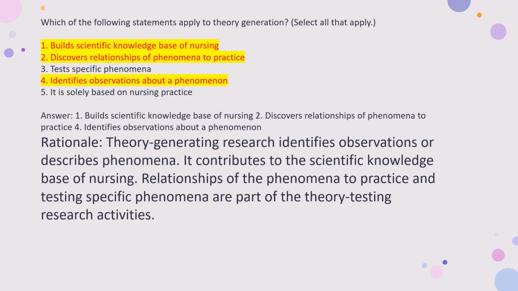Answer: 1. Builds scientific knowledge base of nursing. 2. Discovers relationships of phenomena to practice. 4. Identifies observations about a phenomenon. Rationale: Theory-generating research identifies observations or describes phenomena. It contributes to the scientific knowledge base of nursing. Relationships of the phenomena to practice and testing specific phenomena are part of the theory testing research activities.